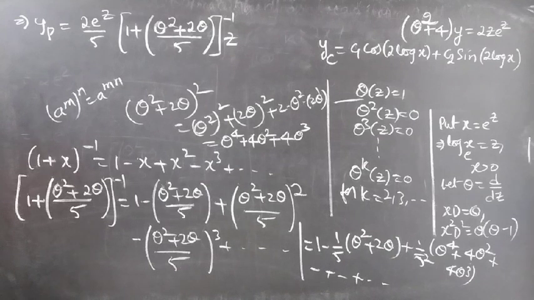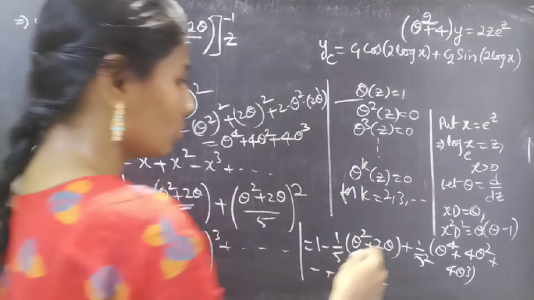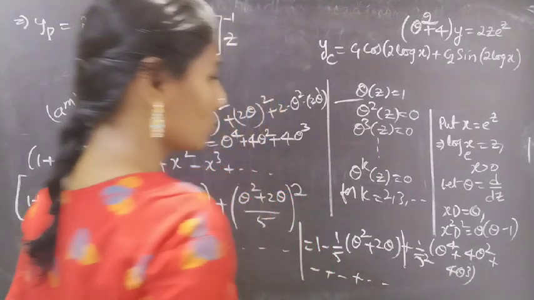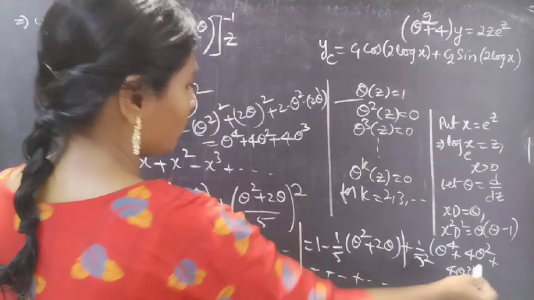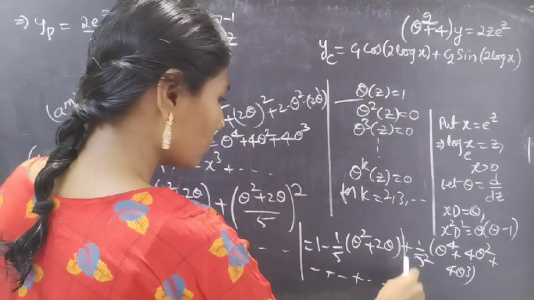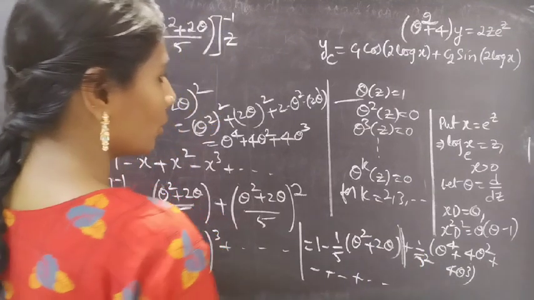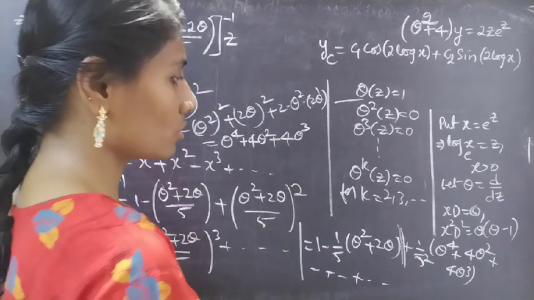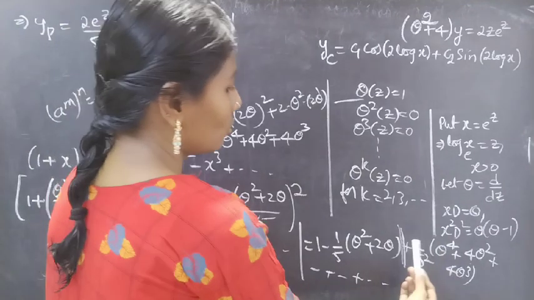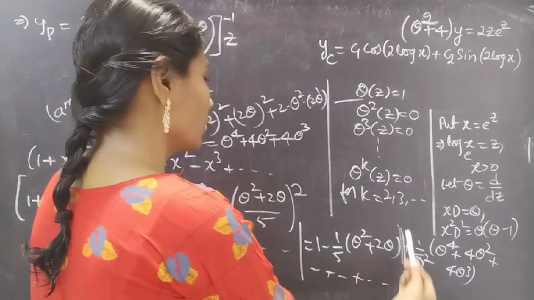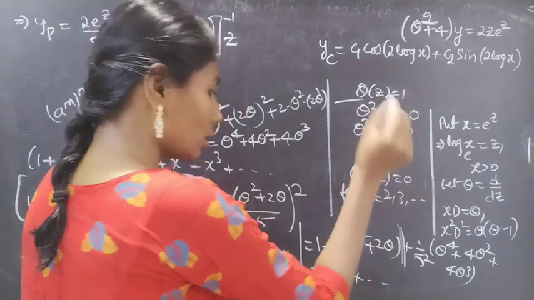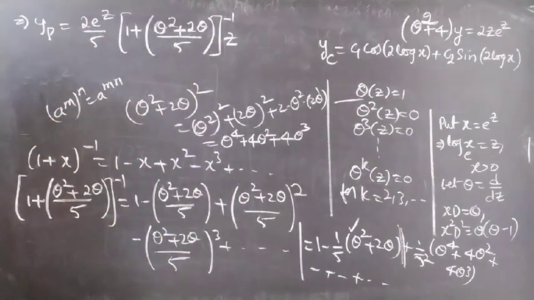So if you notice, all the terms from here involve higher derivatives. So we can neglect all the terms from here completely, because the higher derivatives theta square, theta cube and so on are zeros, right? So the terms from here can be omitted completely, and also theta square from the second term.